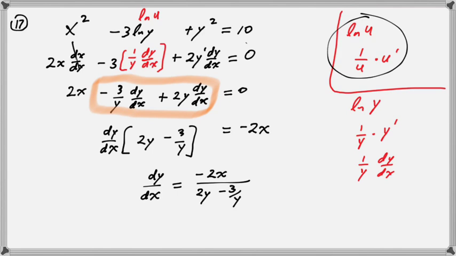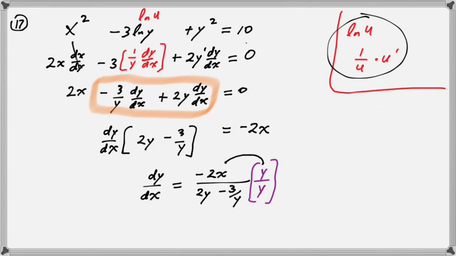I won't accept a fraction in a fraction, so the opposite of dividing by y would be to multiply by y, but I have to use a fancy form of 1. So what do I get here? I think I end up with, in the numerator, negative 2xy, and in the denominator, 2y squared minus 3, because the y's would cancel.